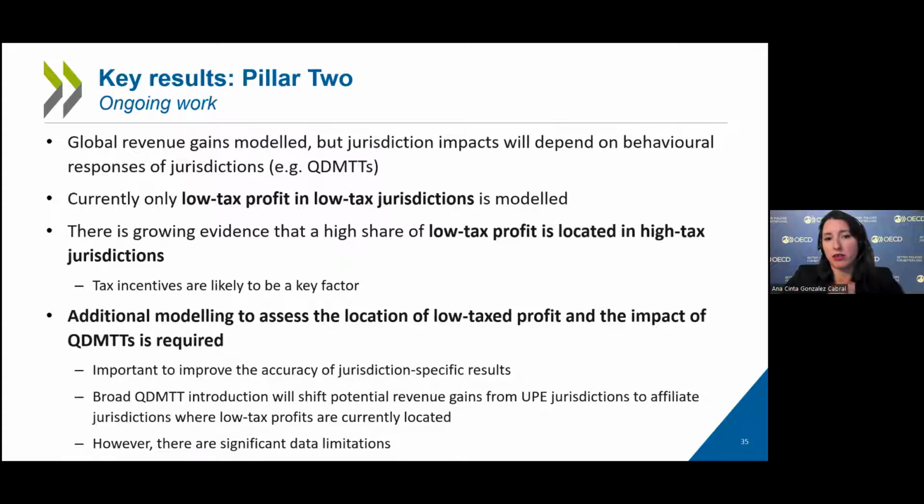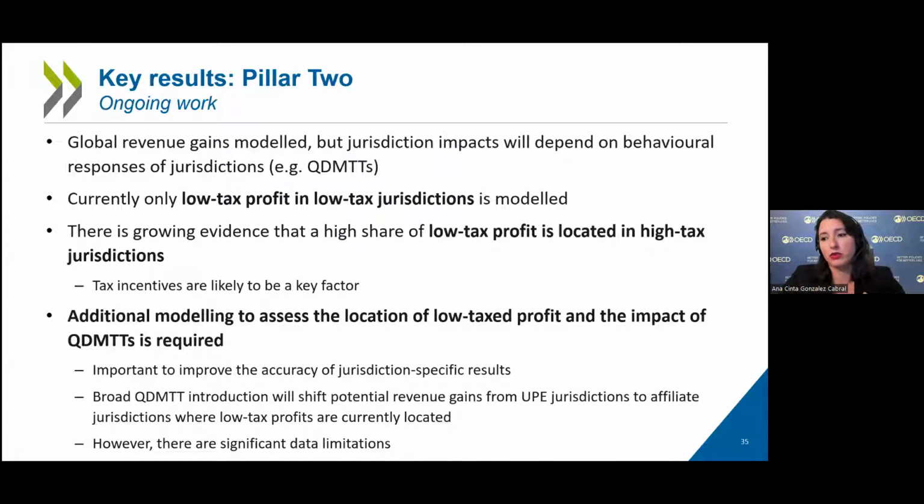So we thought this was an important consideration that the current methodology was not accounting for. So how does the distribution of low tax profit, or getting a better handle on the distribution of low tax profit in average higher tax jurisdictions? And this is also an important consideration for modeling some of the behavioral responses that we might want to consider. So for instance, if we were to look at different behavioral reactions.